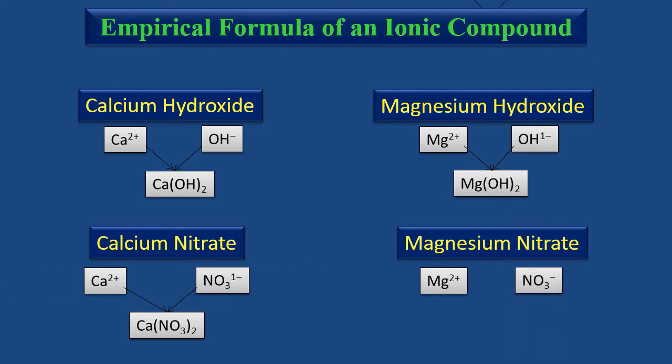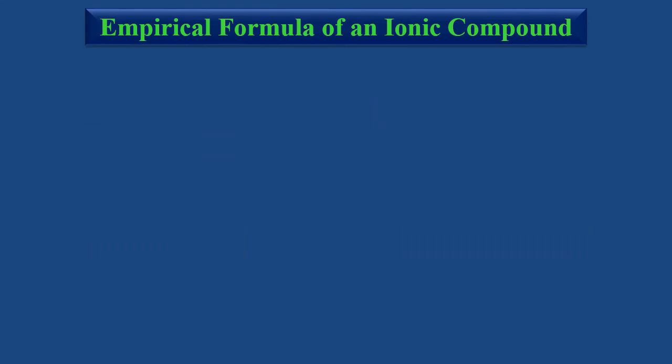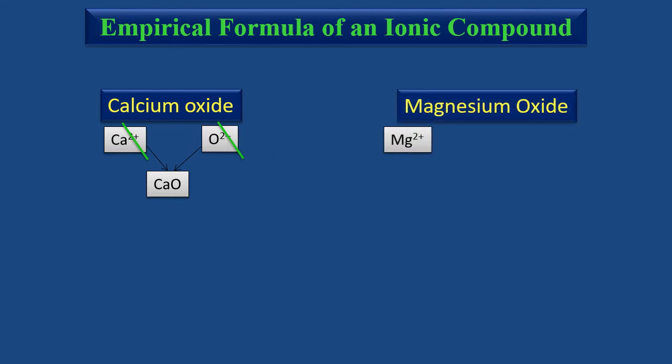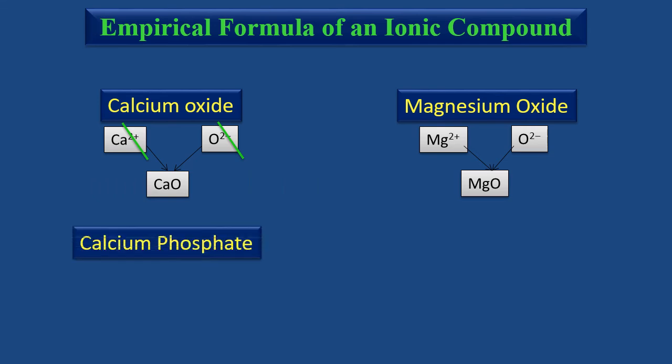Similarly, magnesium nitrate is similar to calcium nitrate, Mg(NO3)2. Next we have calcium oxide, Ca2+, O2-, the 2 is cancelled out with 2. So we are left with CaO, and magnesium oxide is similar to calcium oxide, MgO.